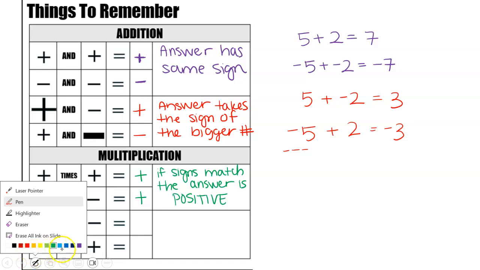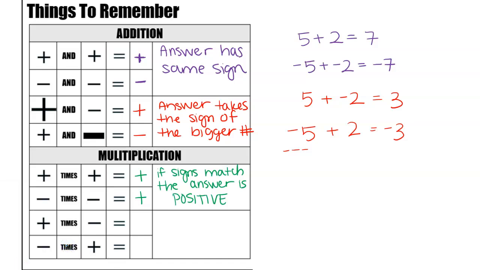Now, if the signs do not match, it doesn't matter which one is bigger or which one is smaller. If I'm multiplying opposite signs, I always get a negative solution. So if signs don't match, the answer is negative.